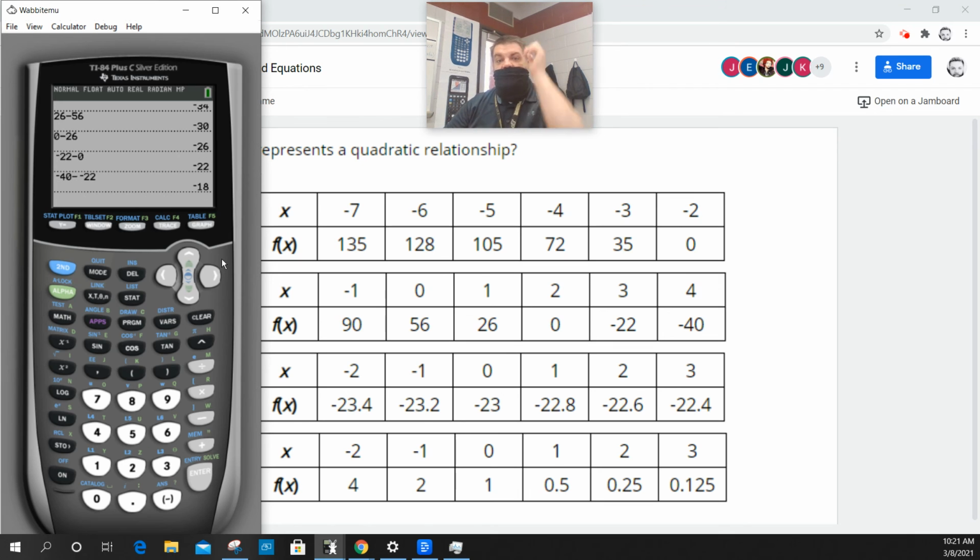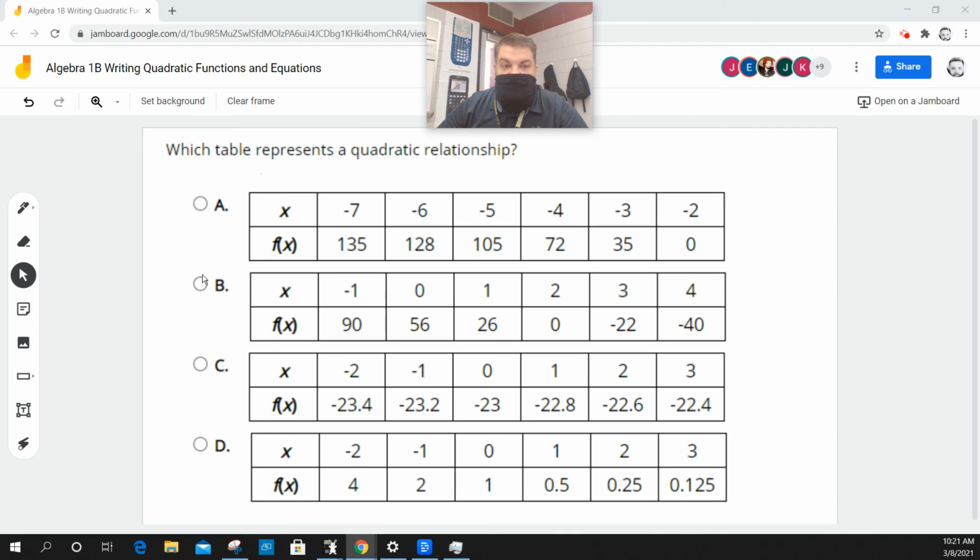Now that is a weird pattern, but that's how I know that B is my quadratic. This is the quadratic.